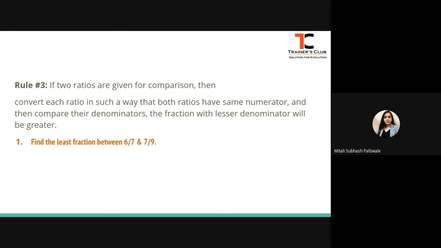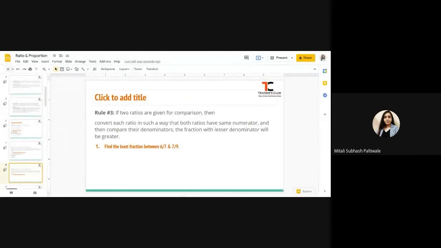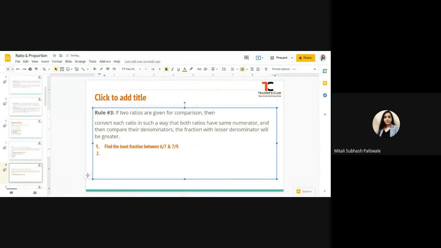Okay, so now let's get on to the example. This question says find the least fraction between 6 by 7 and 7 by 9. Now let's convert them in such a way that the numerators are equal. So 6 by 7 multiplied by 7 by 7 will give me the answer as 42 by 49.